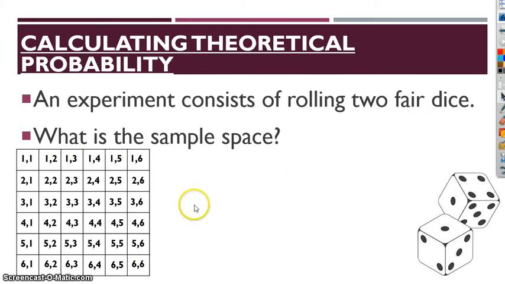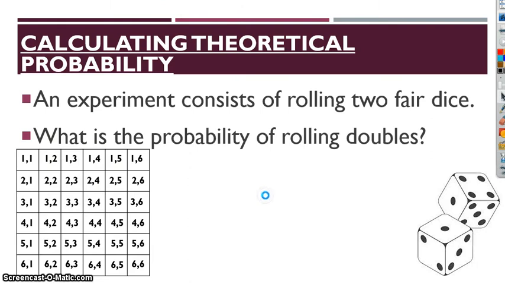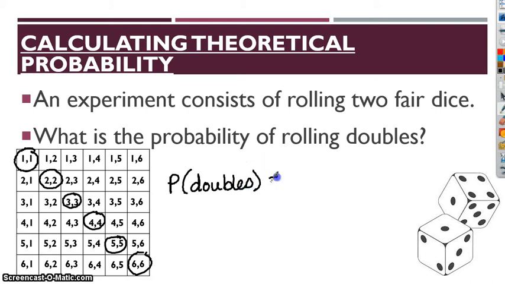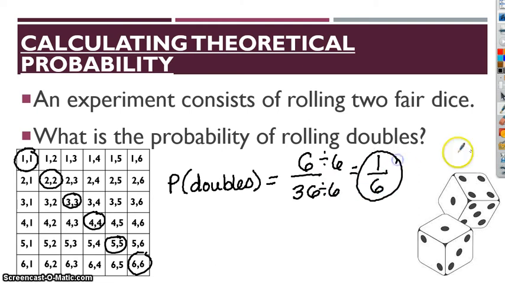Now we're going to use this sample space to answer some questions. So what is the probability of rolling doubles? Well, I want you to look at the chart. How many places can you roll doubles? 1, 2, 3, 4, 5, 6. So the probability of doubles equals, there are 6 ways you can get doubles out of 36, which reduces to 1/6. You have a 1/6 chance of rolling doubles.